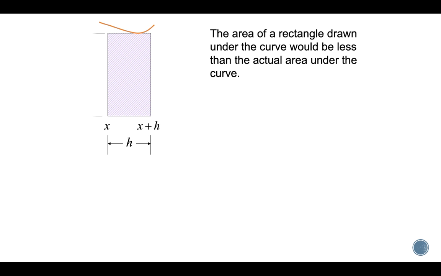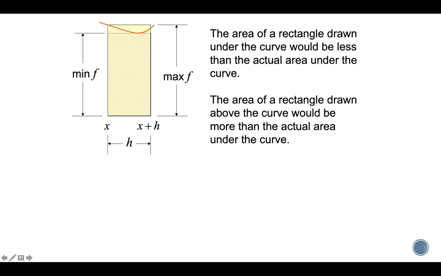The area of the rectangle drawn under the curve would be less than the actual area under the curve, because there's a little bit left over, a little bit of area we have not accounted for. So here we've got a distance of h on our horizontal axis, and then we have the minimum f value for that curve on the y-axis, the vertical axis.